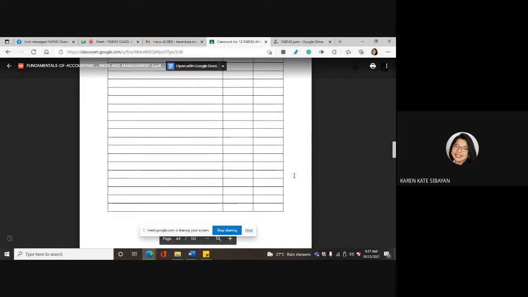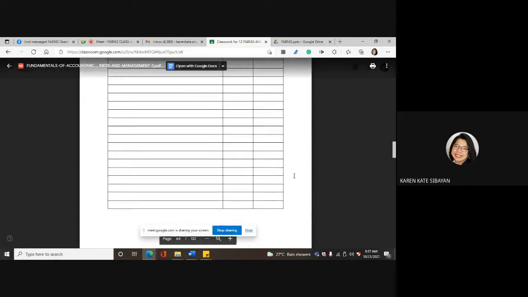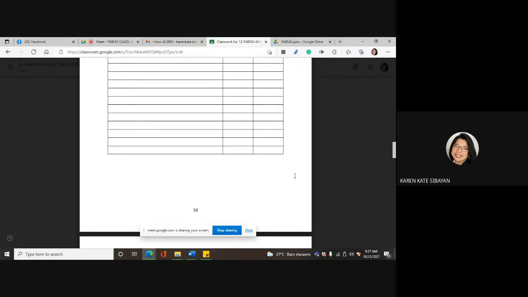Okay? So yan po ang gagawin ninyo up to page 53. And in addition, remember I told you that we will also do the cash flow statement of the two activities na binigay ko sa inyo last time. Yung activity 1 and of course the activity 2. Okay?